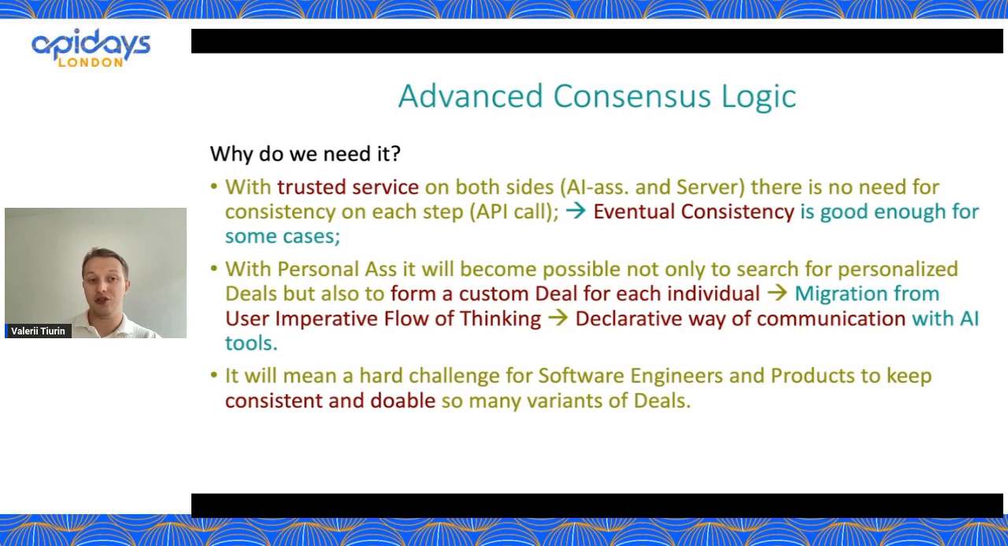As the cons on the side and the challenge, it will mean a hard challenge for software engineers and products and people who are working in the field, usually working for a business itself, to keep so many variants of deals consistent and doable. So if you do something on the fly, like create tourism vouchers or something, it will definitely be harder for people to make it in real life.